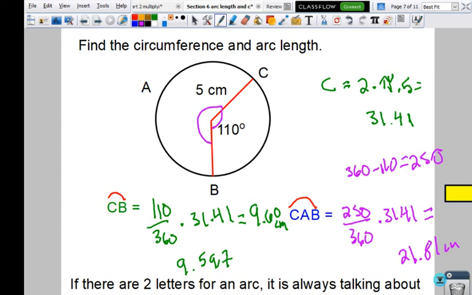I'm actually pretty amazed by this. If there are 2 letters for an arc, they always talk about the circumference. I think it's your guys' turn. Oh, are you still writing this down, Mark? You got it. Sorry, I didn't mean to.